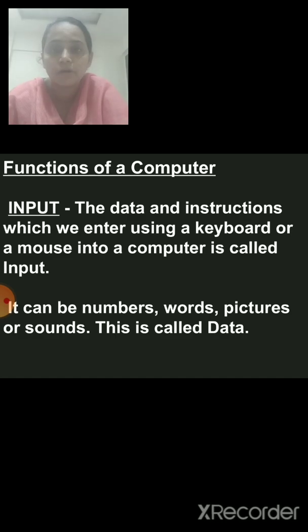So it can be numbers, words, pictures or sound. This is called data. Whatever letter you are typing, that is your data, that is your input which you are giving to the computer. Words, pictures, it means whatever you are drawing in Paint using the mouse. Mouse is an input device, keyboard is an input device with which we are giving input to the computer. This is all called data.